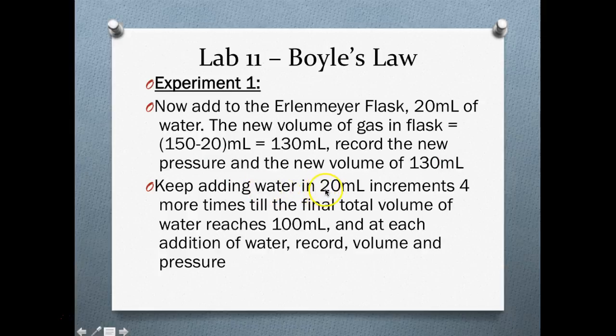Now you keep adding water in 20 mL increments 4 more times. So you start out with 20, and a total of 5 portions of 20 mL, so you'll get up to 100 mL of water. When that happens, the gas volume is reduced from its previous 150 to 50 mL. Then the pressure will also increase. Make sure at each step you're recording the volume and pressure.